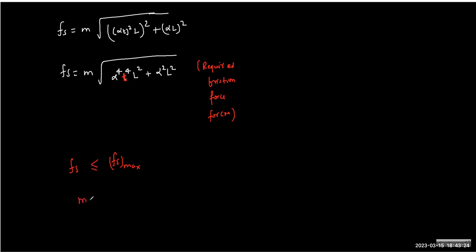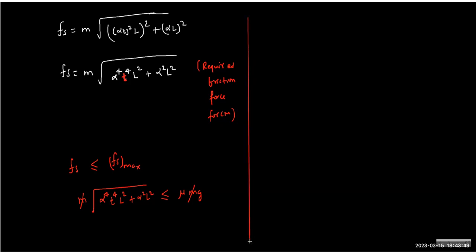Because we are solving a numerical, we can say that m times the square root of alpha power 4 t power 4 L square plus alpha square L square should be less than mu s into N. What is normal here? N is actually mg. So this must be less than this value. To get the critical time, when the slipping will start, we take the equality instead of the inequality. So alpha power 4 t power 4 L square plus alpha square L square equals mu square g square, squaring both sides.